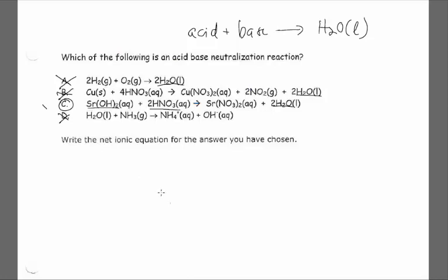Okay, now write the net ionic equation for the answer, and you will find that strontium and nitrate, neither one of them is going to appear in the net ionic equation, just the things that form water. So the product is going to be water, and to use mass balance, we have 2 H pluses and 2 OH minuses. So that is the net ionic equation. And we could take away the 2's, but we have the 2's up there. So there's your net ionic equation.